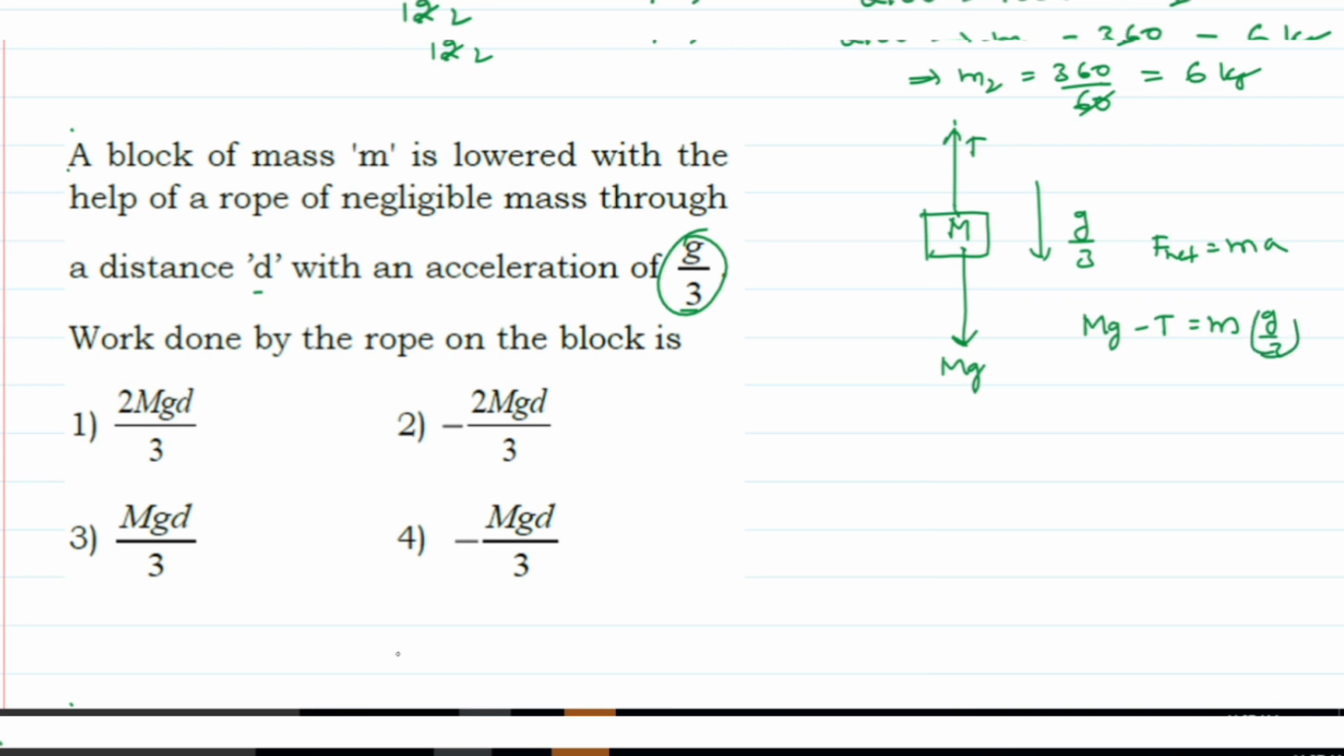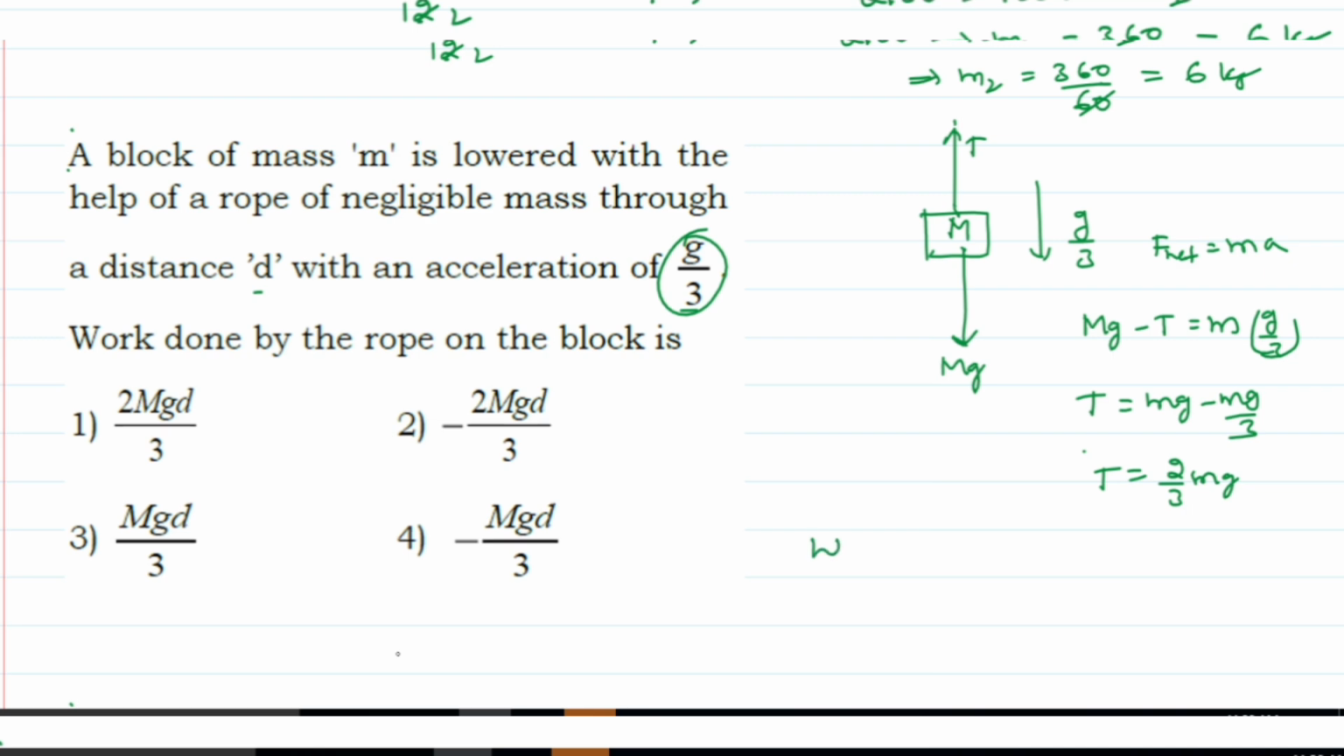Now we can calculate that T equals mg minus mg by 3, which is nothing but 3mg minus mg, giving 2 by 3 mg. This is the tensional force in the rope. Now calculate the work done by the rope, which they are asking.